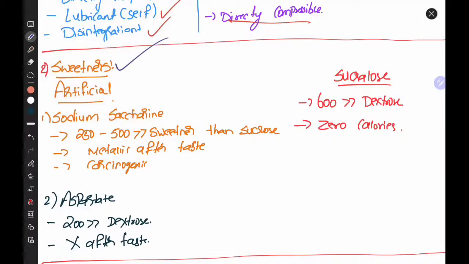The next one is sweeteners. Let's see the different types of sweeteners used in tablets. Obviously, we use artificial sweeteners such as sodium saccharin. Sodium saccharin is 250 to 500 times sweeter than sucrose. But the problem with sodium saccharin is that it is carcinogenic and it gives a metallic aftertaste. So, we need to avoid this because it is carcinogenic.